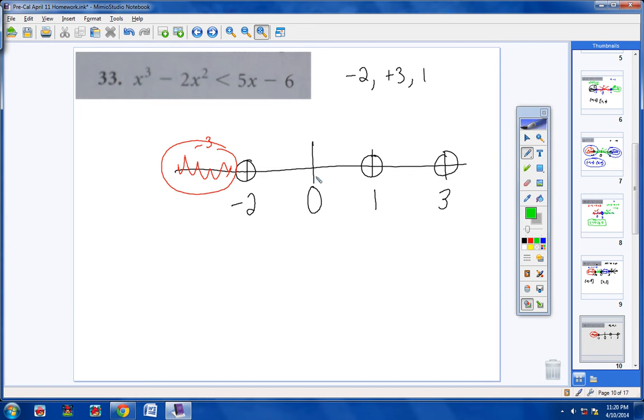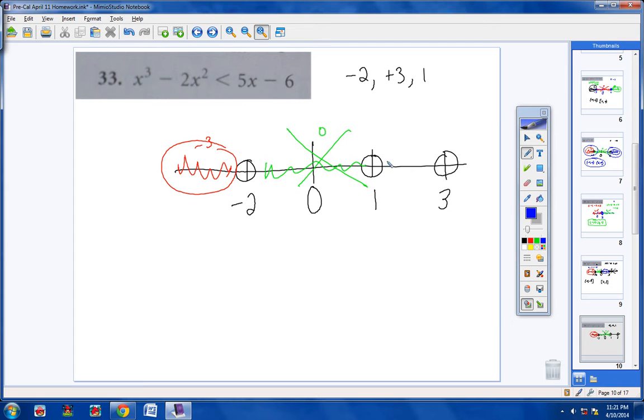Now for this region here, let's test 0. So 0 cubed is 0, 0 squared times 2 is 0, 5 times 0 is 0 minus 6. So we end up with 0 less than -6. And that's not true. 0 is greater than -6. So this section here does not work.